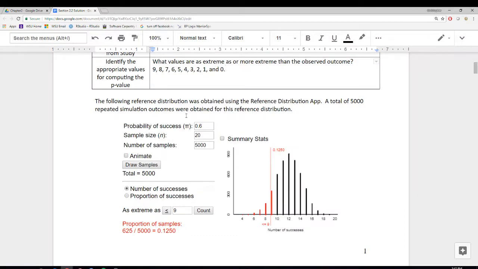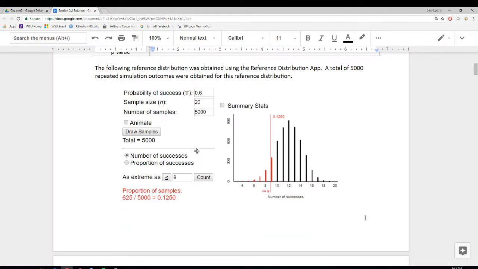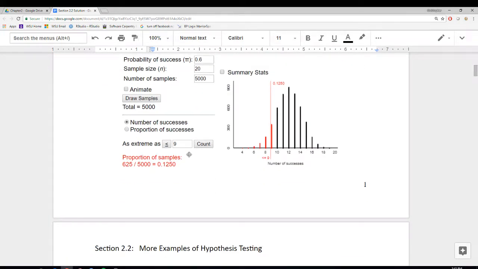When using the reference distribution app, we specify the probability of success for this problem to be 0.60, that's 60%. The number of trials or the sample size for this example was 20, and the number of repeated samples, the repeated outcomes that I'm going to obtain through my simulation model, I set that to be fairly high at 5,000. Down in the lower left-hand corner, I can specify values as extreme as. Here I want to enter the study outcome of 9.